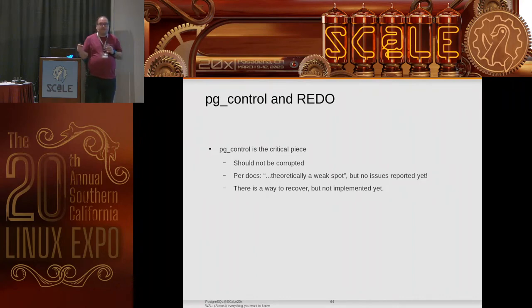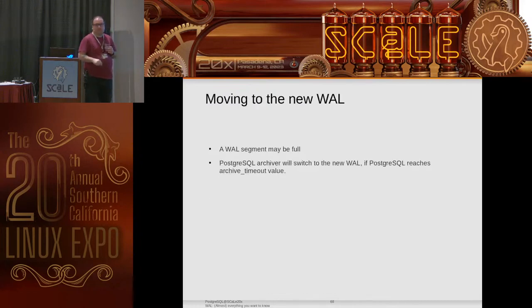pg_control, as I told you, is like Oracle's control file, but unlike Oracle, we don't multiplex that one. So we have one single file. In theory, in documentation, it says it's a weak spot of Postgres, but we have never heard from anyone in the field, at least I didn't see any, about corruption of the pg_control file. I mean, it's doable, there's a way to recover by checking the WAL files and so on, but no one implemented this yet. Okay.